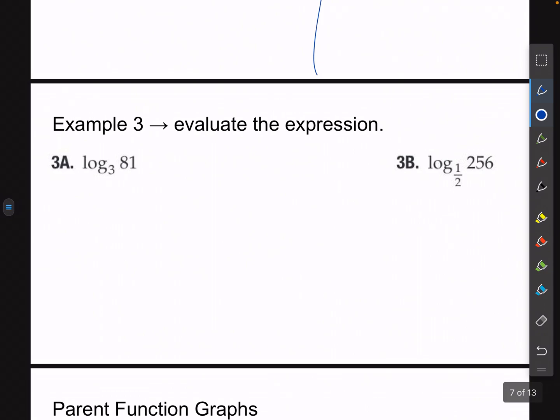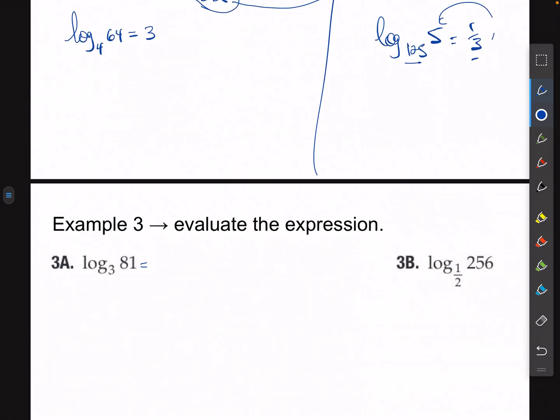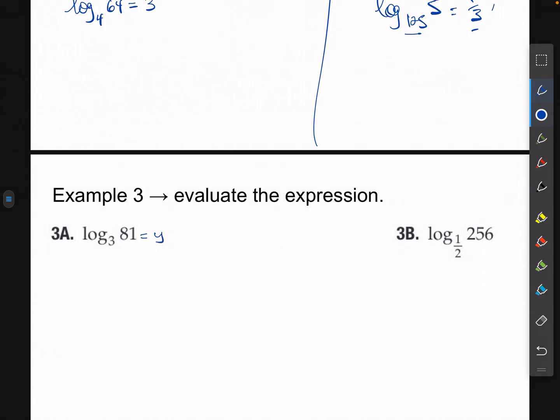Example 3, they want you to actually evaluate it. If it's not equal to something, you could say it's equal to, well, you could say y here. So 3 to the y is equal to 81. So 3 to what power is equal to 81? Y would have to equal 4, because 3 to the 4th power is equal to 81.